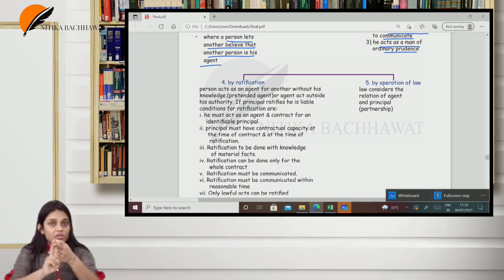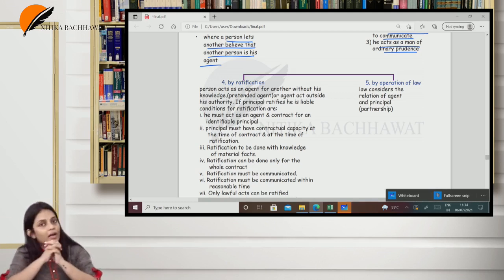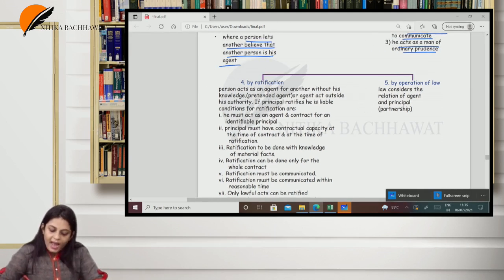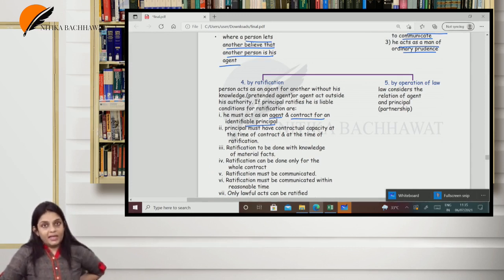So ratification has two cases. First is I am not even your agent and you accept my act. Second is I am your agent and I act outside my authority and you accept it. Then you are liable. However, there are some conditions here. The act must be done as an agent and contract for an identifiable principal. That means I should say that I am acting as an agent for this person.